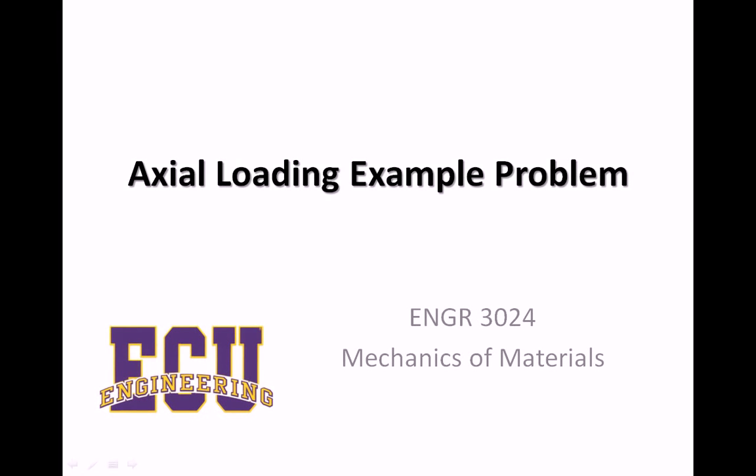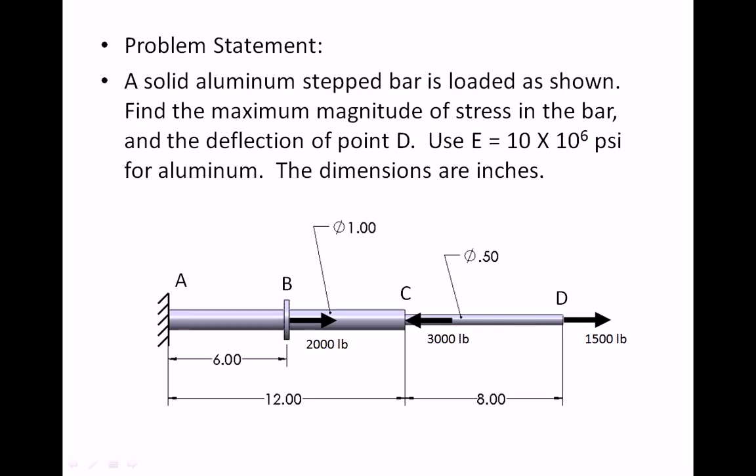In this problem, we're going to consider axial loading on a stepped bar. So here's what our bar looks like. You can see that there's a 1-inch diameter for 12 inches, then it steps down to a 1/2-inch diameter for 8 inches. There's 3 loads applied, one at the end, one at the step, and one in the middle of that 1-inch diameter bar. And what we're asked to find is, well, two items.